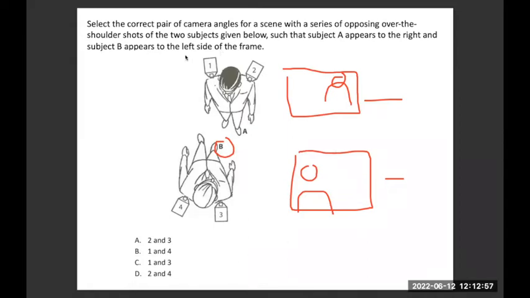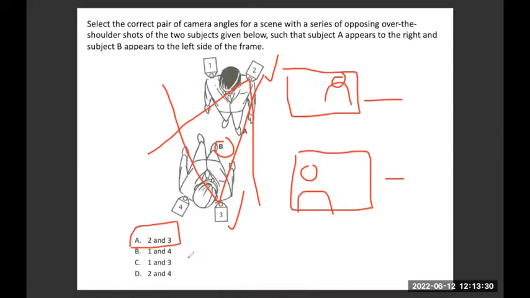Okay. So here for B to appear on the left side of the frame like this, the camera angle has to be here. For A to appear on the right side, the camera angle has to be like this. So the correct one is 2 and 3, which is option A here. In this case, all you have to do is just draw that angle and you will get the space. Does the space appear on the left side more or on the right side more?